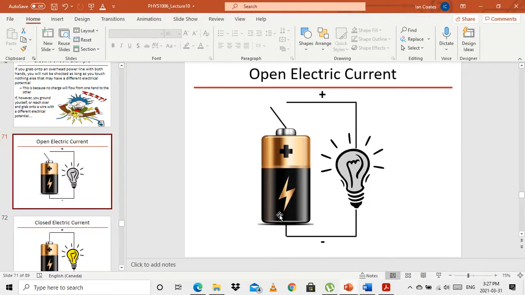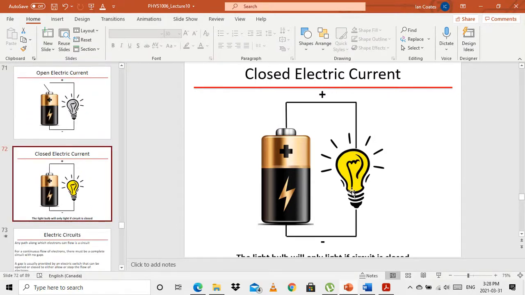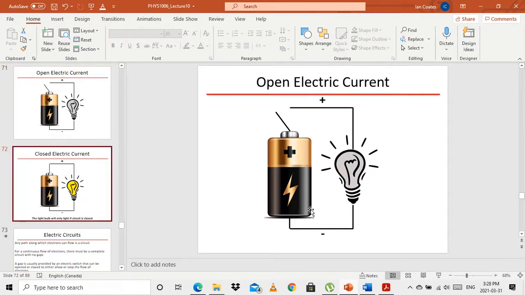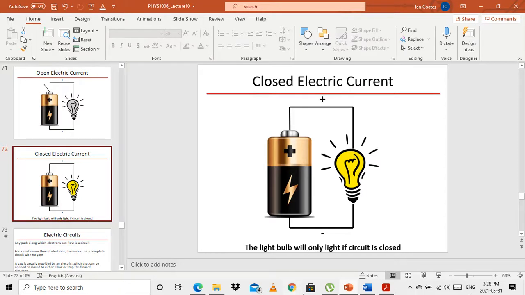Just an example of an open circuit, and you'll see that the light bulb is not on. Battery here, okay, electric potential energy in volts, it's got juice in there, but because this system is open, nothing can flow. So therefore no electrons are passing through the light bulb, so the light bulb is off. If we close the switch here, the light bulb will only light if the circuit is closed, because now we have a flow. Okay.